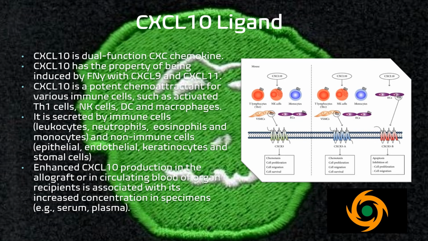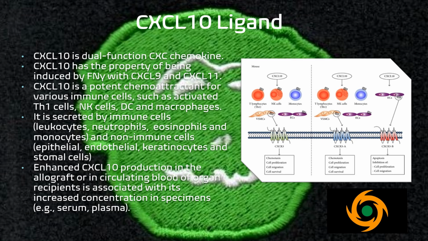In part of this as well, a little bit around the ligand CXCL10. CXCL10 has dual function as part of a CXC chemokine. CXCL10 has the property of being induced by IFN gamma, along with CXCL9 and CXCL11.